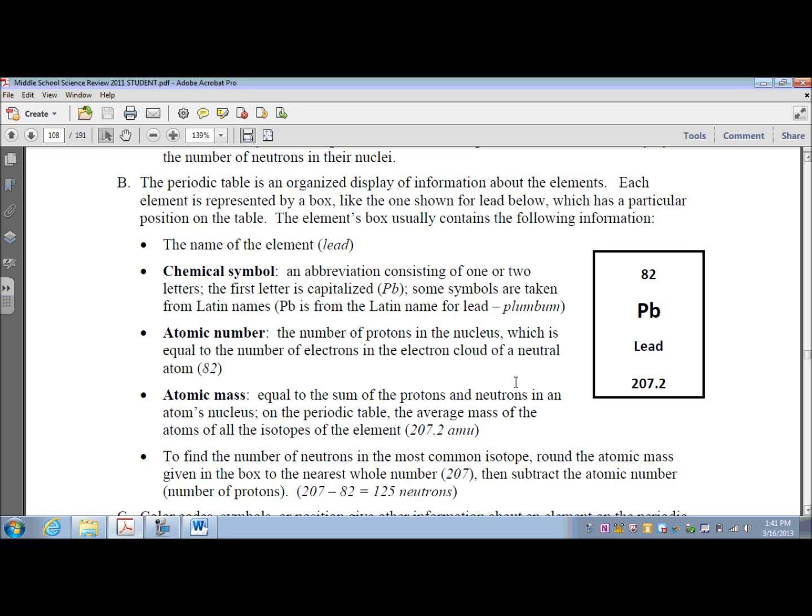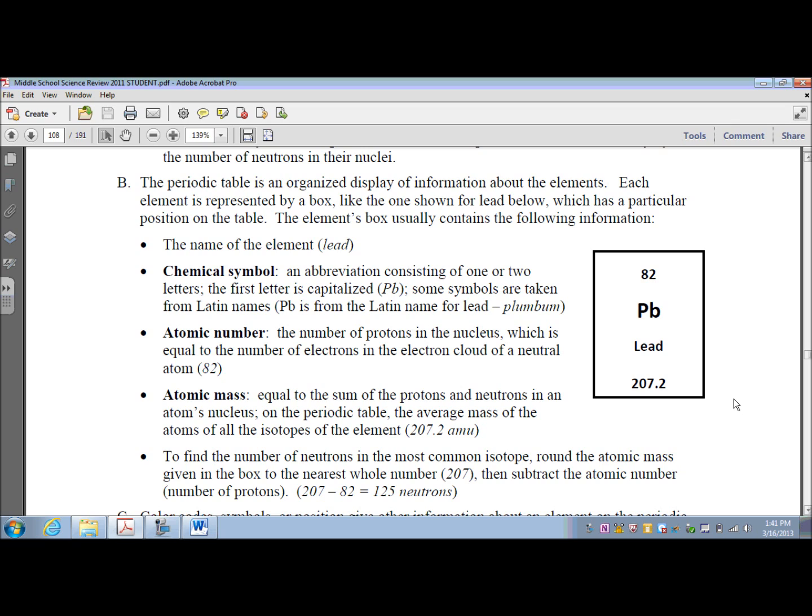Atomic number: the number of protons in the nucleus, which is equal to the number of electrons in the electron cloud of a neutral atom. In this case, for lead, it's 82. The atomic mass is equal to the sum of the protons and neutrons in an atom's nucleus. On the periodic table, it is the average mass of the atoms of all the isotopes of the element. In this case, for lead, it's 207.2.